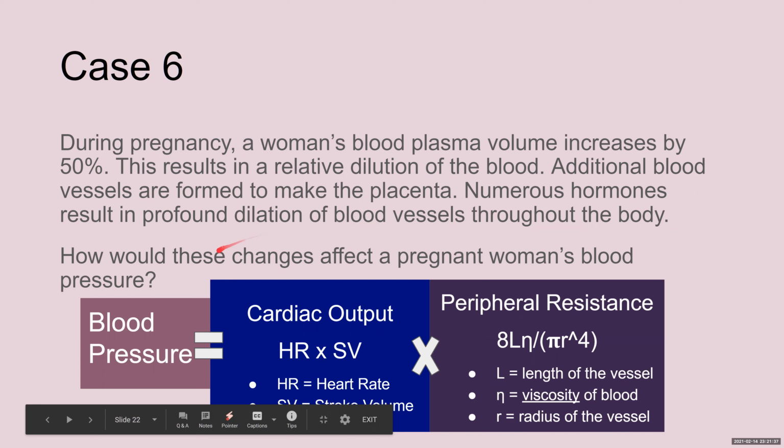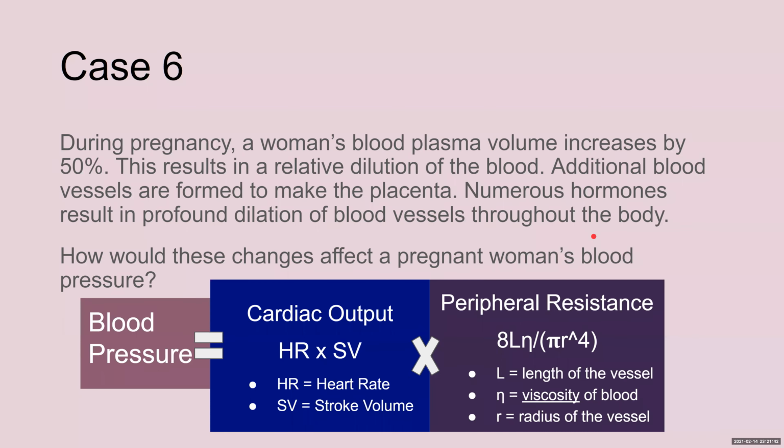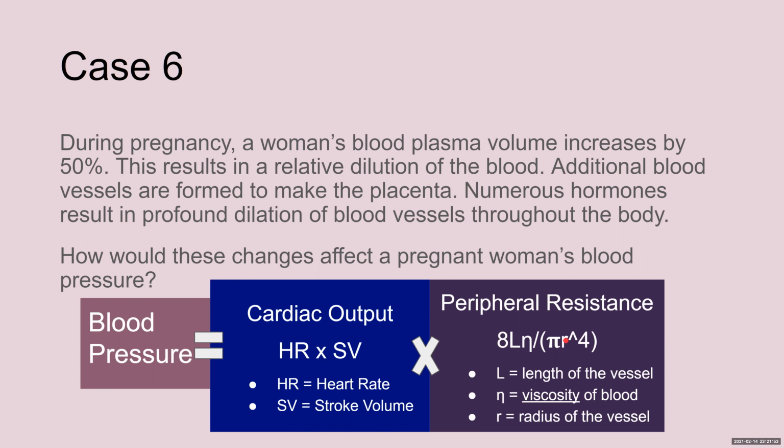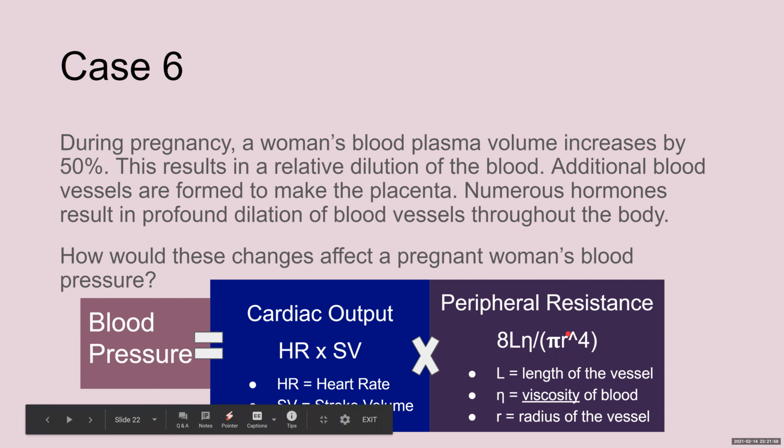And numerous hormones result in profound dilation of blood vessels throughout the body. What did we just do? We increased the radius because vasodilation means that the blood vessels relax, right? And the radius increases, which means the peripheral resistance decreases because we are actually dividing by the radius, right? So if it's in the denominator and we increase it, the peripheral resistance is going to decrease, which means the blood pressure decreases. And so that's a net effect of 0.